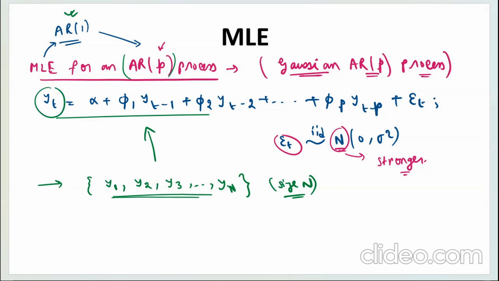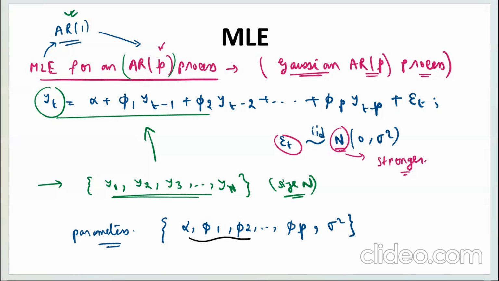Now, what is our job? Our job is to find the estimated values of the parameters. So what are the parameters here? If you see, the explicit parameters are alpha, phi1, phi2, up to phi p. And we have an implicit parameter in terms of sigma squared, right? So these are the explicit parameters, and this is an implicit parameter. If you haven't seen my previous video, please do that. There I have explained what these parameters are, right? So we want to find the estimates for these parameters.